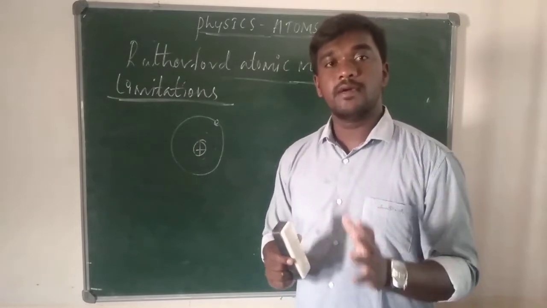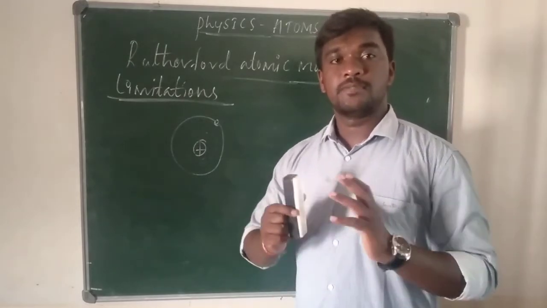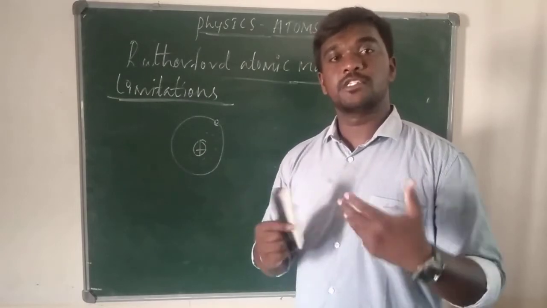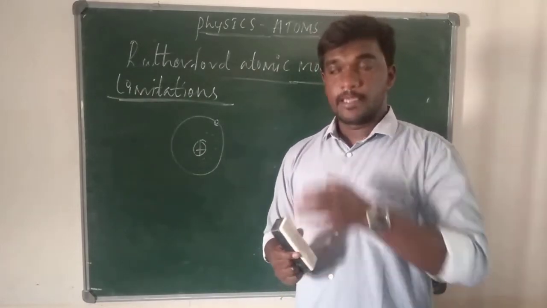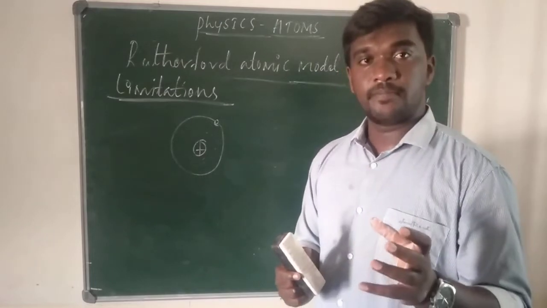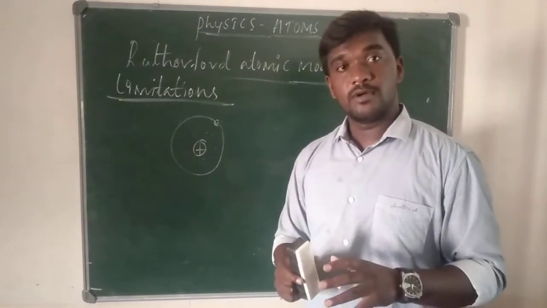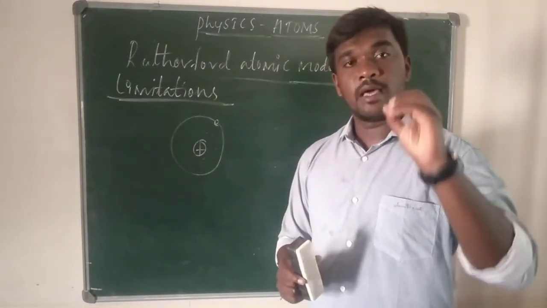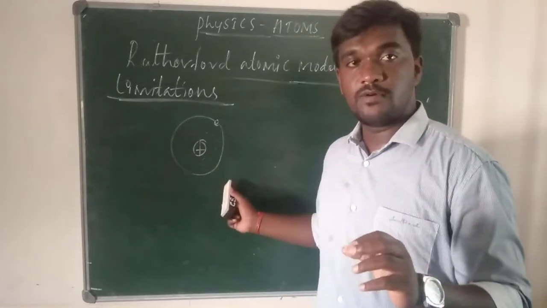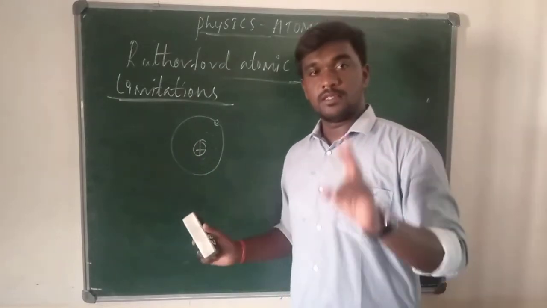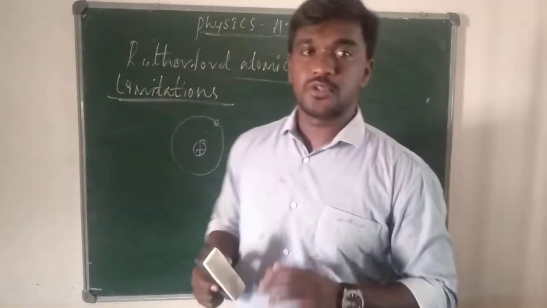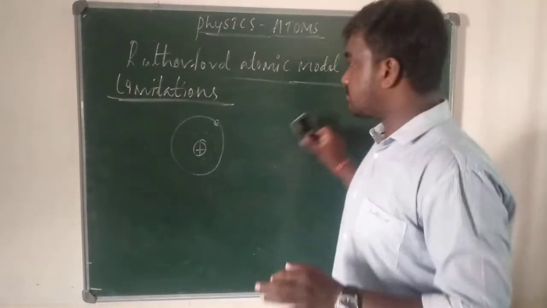The atom emits radiation as the frequency changes. Here the atom should emit a continuous spectrum, but we observe that it emits a line spectrum. That is also failed. Okay, these are the two limitations of Rutherford's atomic model.